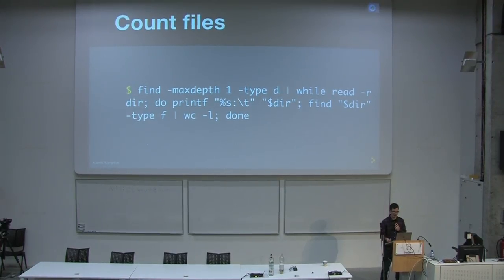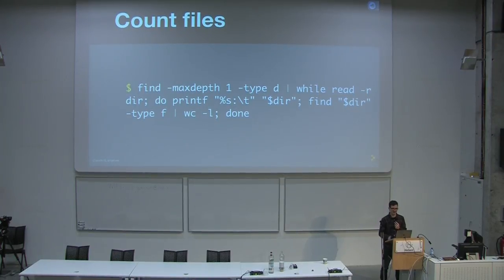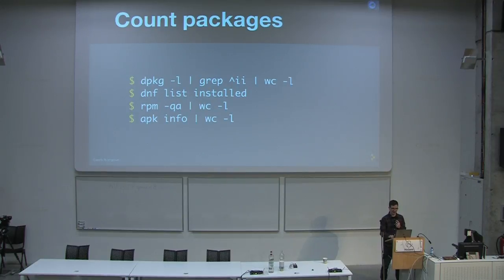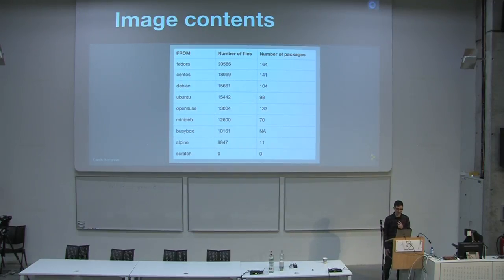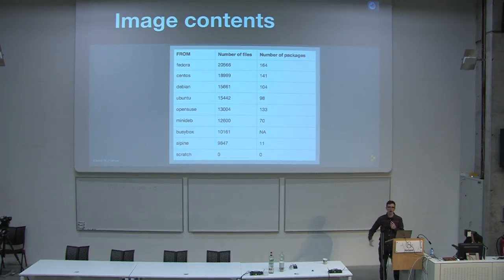What's the size of that? How many files is that? How many packages are in there? The answer is basically loads, apart from Alpine, really. Again, the Fedora image has 164 packages and more than 20,000 files. That's the thing you're going to carry around in order for your application to work on top of it. And the idea that that's just magic and you don't have to care about worries me quite a bit. That's downloads.